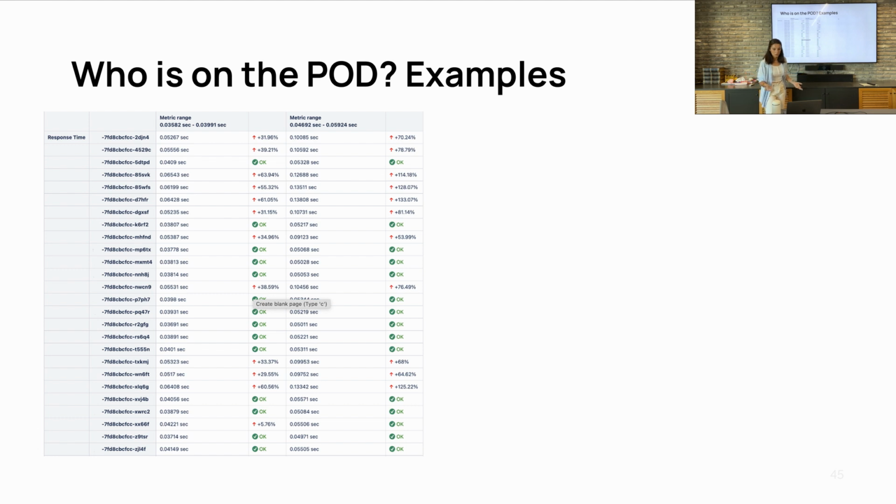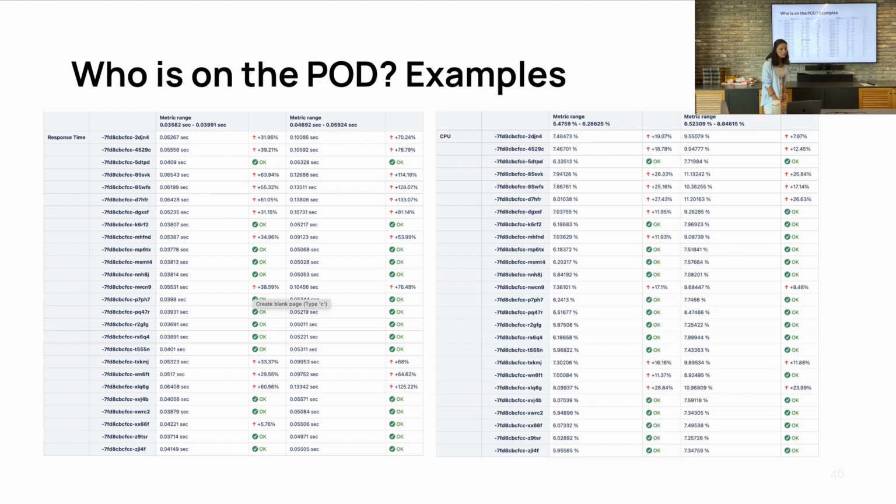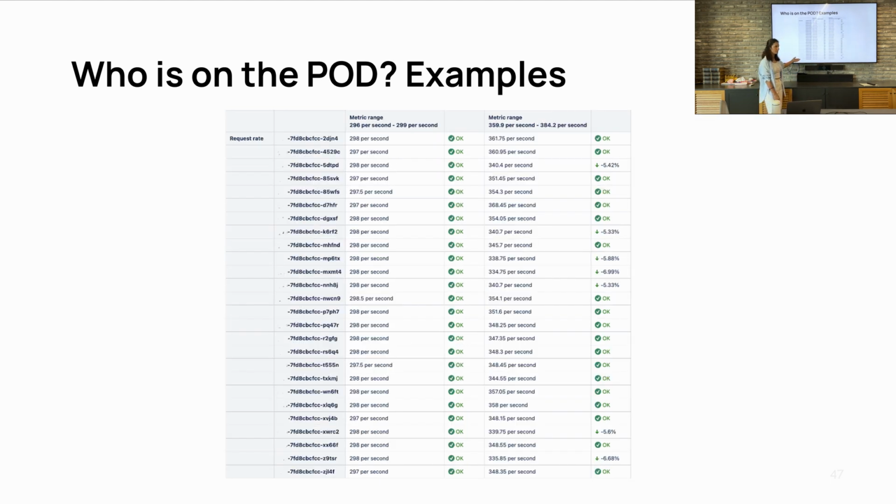Okay, why? We should understand why. We go to the CPU, and we see that it's the same for CPU. But why? We go to the request rate. It means how many requests were on these pods, right? This is the first guess that comes: probably they had different load. We'll see that no, the load is the same as it was in the previous run.